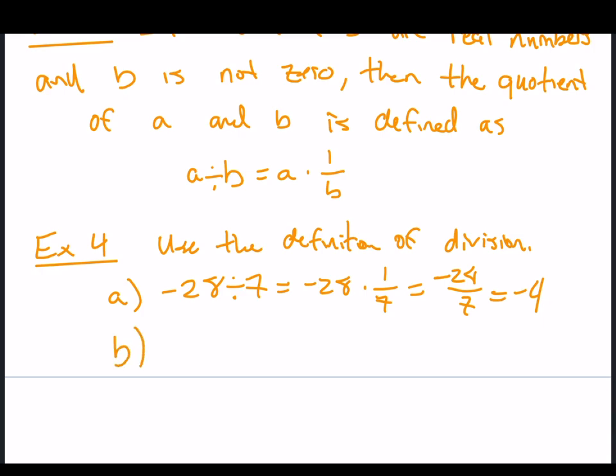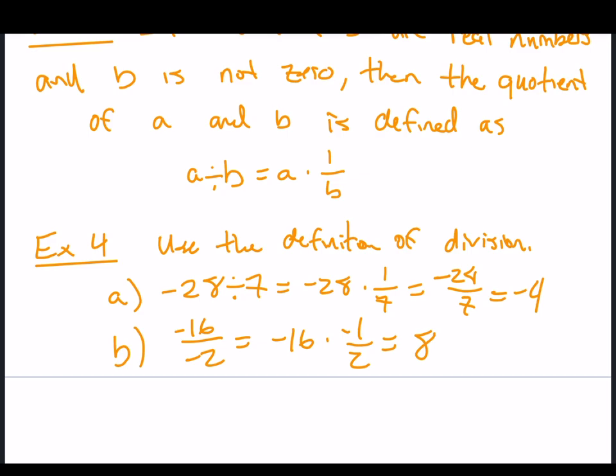Okay, part B, negative 16 divided by negative 2. Well, that's equal to negative 16 using the multiplicative inverse times negative 1 over 2. Negative 16 times negative 1 over 2, both factors are negative. 16 times 1/2 is 8, so we get the positive version of that.